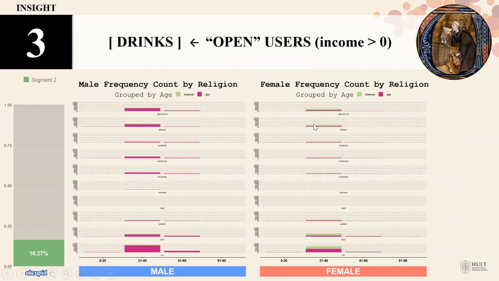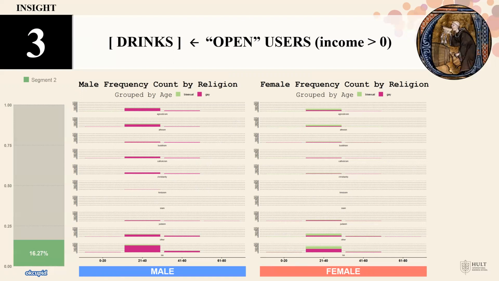We can also see that the higher proportion of people drinking is in the males, as we said before, and between 20 to 40 years old. And we can also see that the proportion is stronger also in terms of, well, this is a smaller group. This is another group, actually. This is analyzing only bisexual and gay users, non-straight.